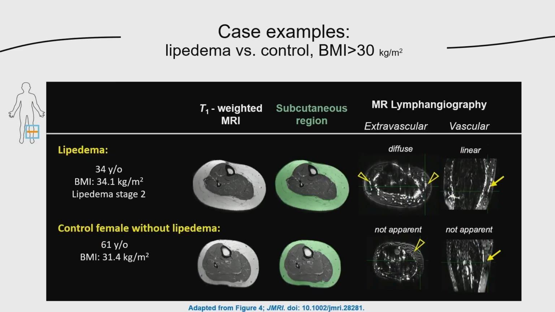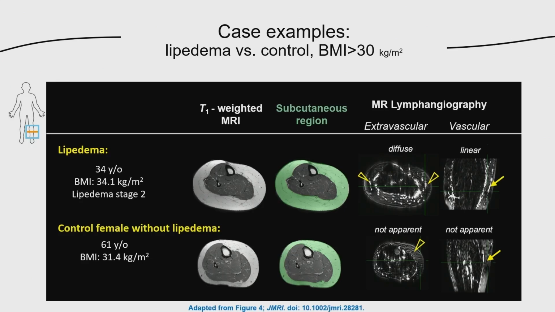Okay, so now these are 2 cases with a BMI greater than 30, so would technically be classed with obesity. Here, our patient with lipedema has those diffuse features, and compared to the female controls in this study, those female controls had relatively not apparent hyperintensities, despite also having an obese BMI. So we don't think this is just an effect of obesity. We think this is particular to lipedema, and we need to understand this further.